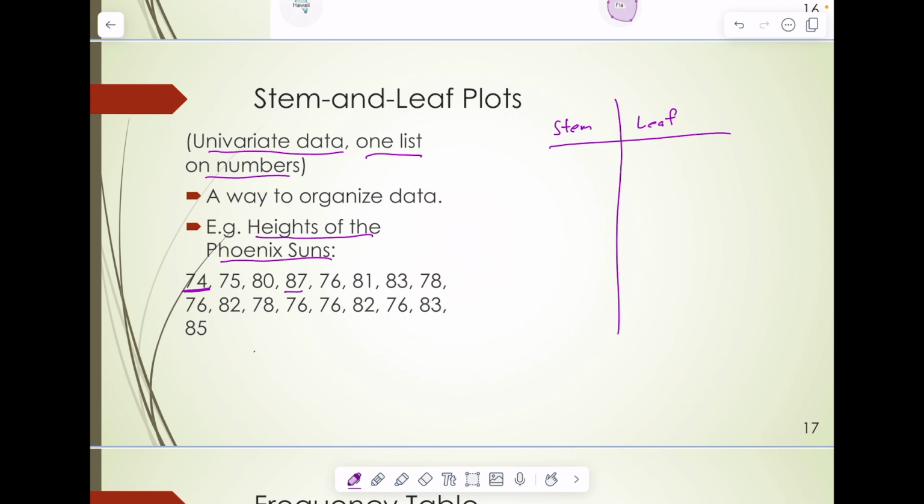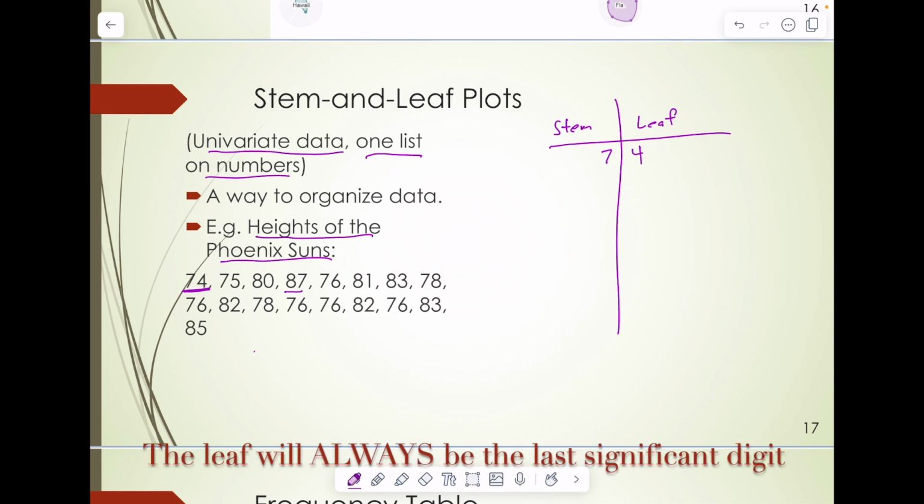Then what we do is we take each of these numbers. The last digit is the leaf, so I put the 4 there, and the first digit or digits is going to be the stem. So there's the 7. Now we go through and take each of these numbers. So 74 is on our chart. Now we're going to go from the bottom to the top and represent each number on our stem and leaf plot.